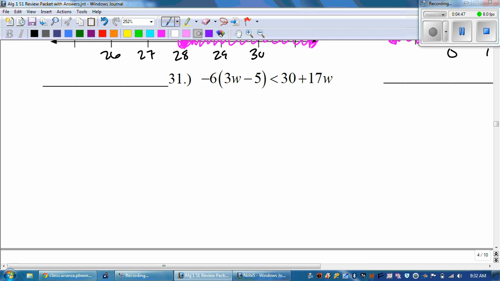Okay, 31. Don't get scared with 31 just because it looks a little bit harder. Okay? First thing we have to do is to distribute. Negative 6 times 3 is negative 18w. Negative 6 times negative 5 is a positive 30. That's the only thing we changed.